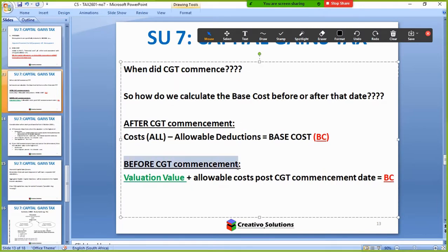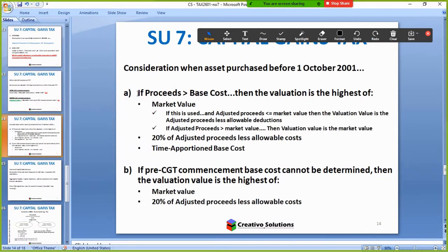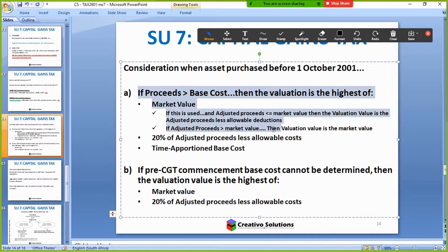Okay, this is before commencement date. So valuation value plus allowable costs post. Okay, we need to check this. Right, so in A, we said that the market value was 12 mil. Do you agree? Yes. Okay, the proceeds is how much? 12.5. Do you agree? Yes. Okay, so if you've got 12.5 as the proceeds, what is the base cost going to be?